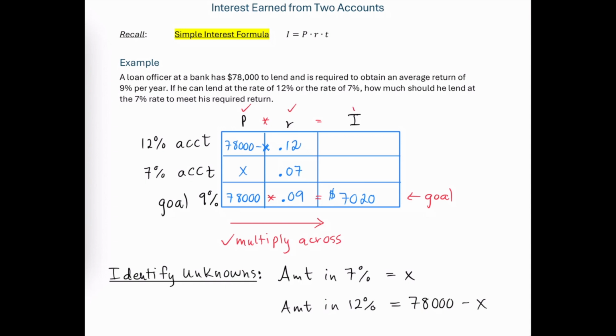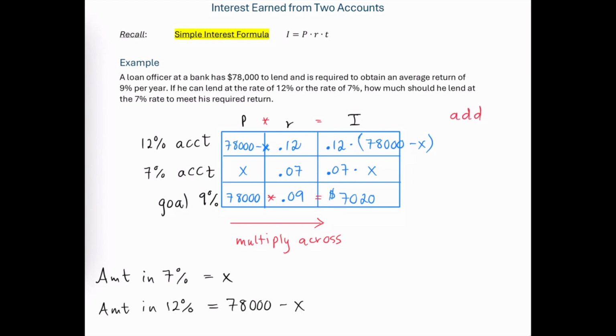The third column represents the interest in each of these accounts. In the 12% account, the interest is calculated by looking at 12% of, which means multiply the principal in that account, which is $78,000 minus x. So 12% of however much money is in there is the interest that accrues in that account. And for our second row, we have 7% of, which means multiply the principal in that account, will also be interest. In order to create our equation, we're going to add these two interest amounts together to generate the financial goal that we were after in the first place.